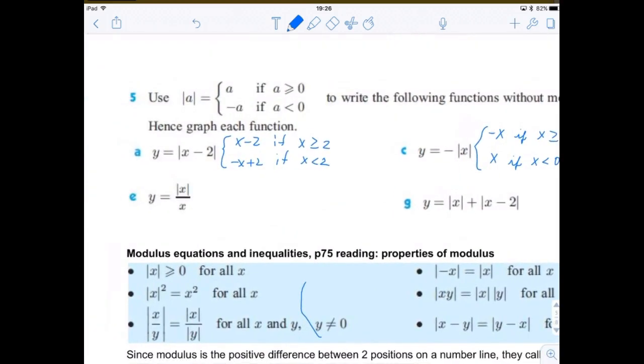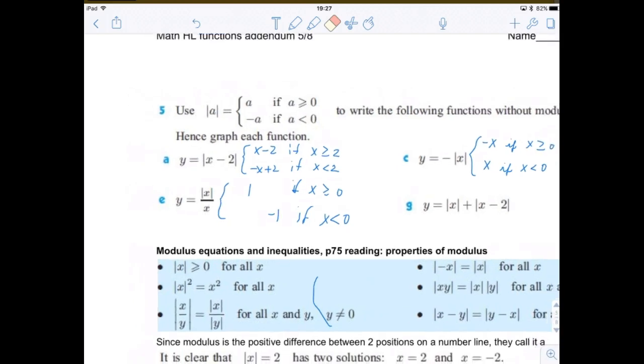E. This would be equal to, if x is greater than or equal to 0, x divided by x, right? Because the absolute value would do nothing in this case, which is the same thing as 1, if x is greater than or equal to 0. And if x is less than 0, then it would be negative x over x, which would be equal to negative 1.